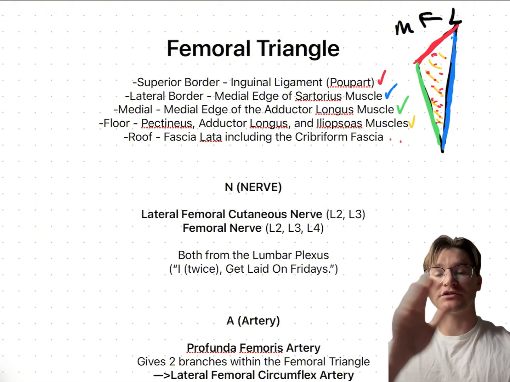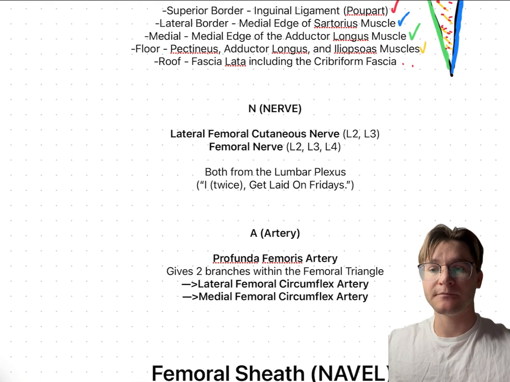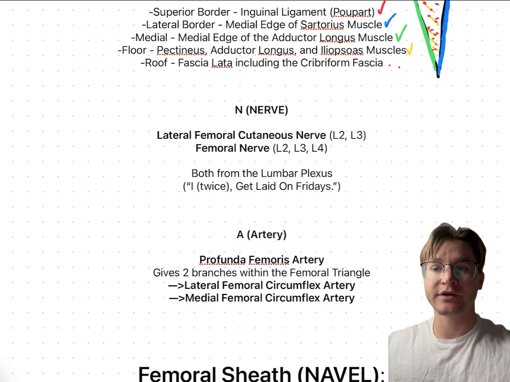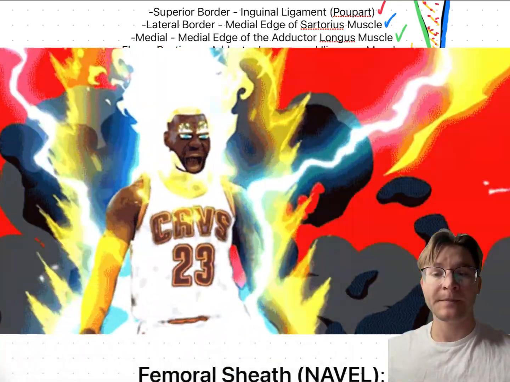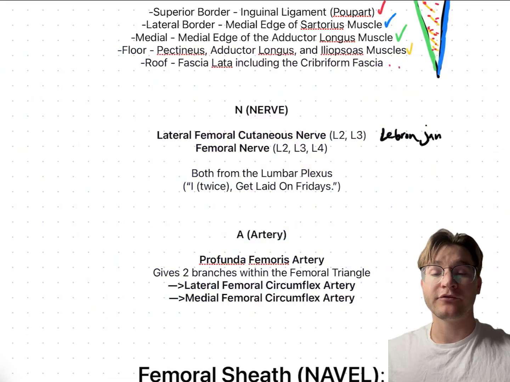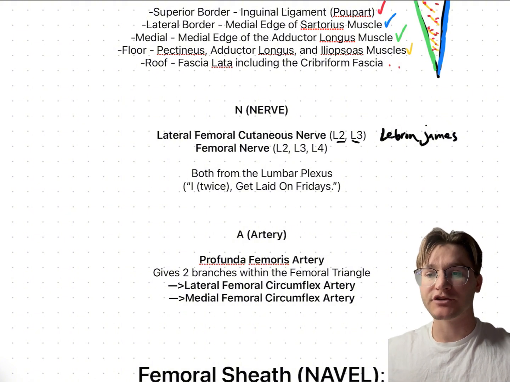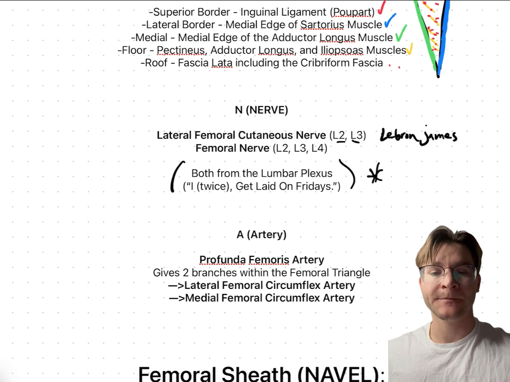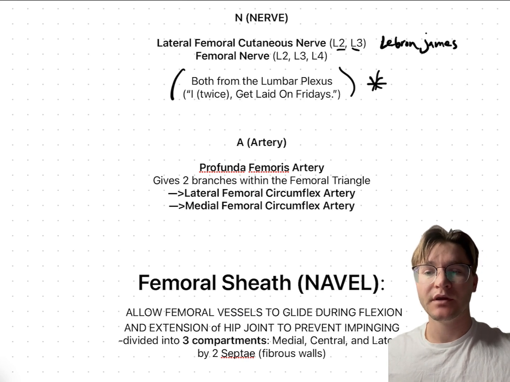So our first and most lateral structure in this femoral triangle is our LeBron James nerve. If you haven't seen our video, watch it above. So it's our lateral femoral cutaneous nerve. It's our L2, L3 nerve, which is our LeBron James nerve. We also have our femoral nerve, which is L2, L3, L4, and they're both coming off of that lumbar plexus, where we have a mnemonic, I twice get laid on Fridays.